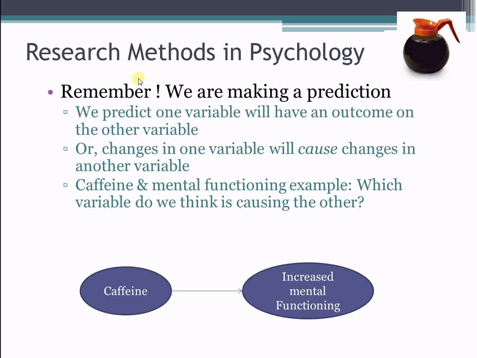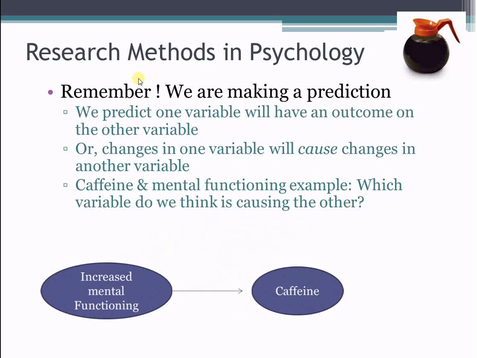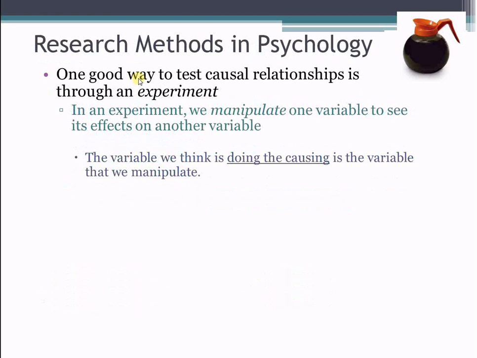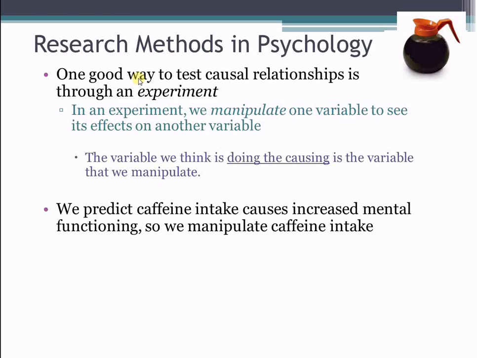The prediction maybe that we could make is that people who drink 2 cups of coffee, they're going to score higher on the intelligence test compared to people who don't drink coffee. But it could very well be the other way around, right? It could be that smart people who score high on intelligence tests, tend to gravitate towards caffeine consumption. Right? So when we're testing causal relationships, the way that we are able to determine causality is by manipulating one variable and then measuring its effects on some other variable. The variable that we think is doing the causing is the one that we manipulate. Right? If we predict that caffeine intake causes increased mental functioning, then we're going to manipulate caffeine intake.